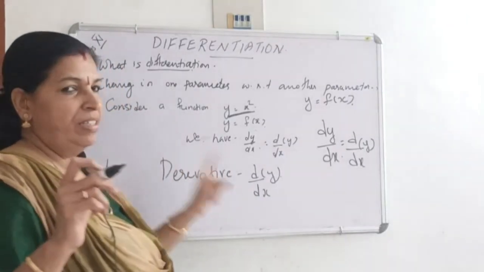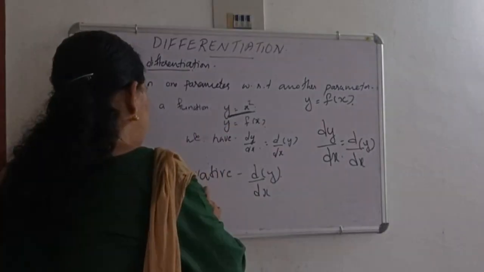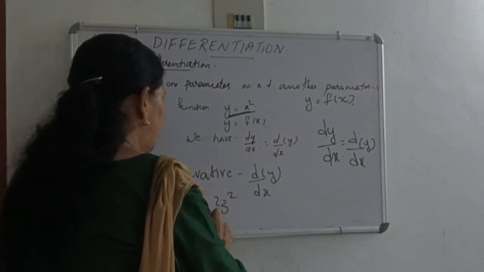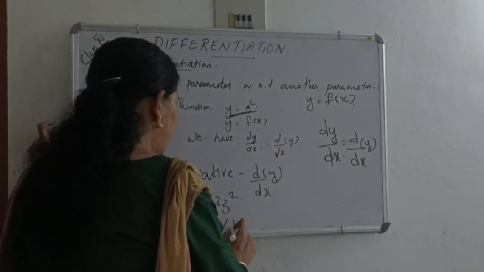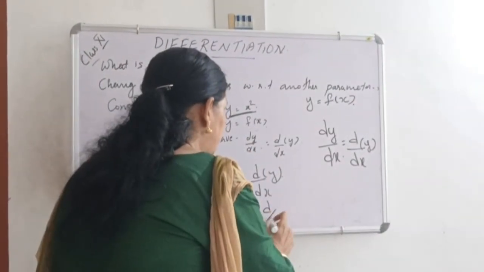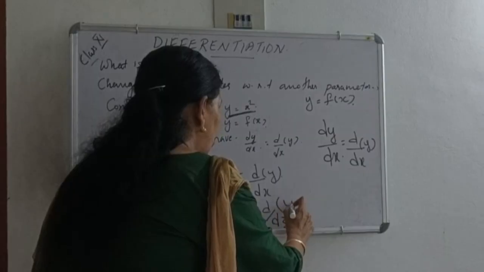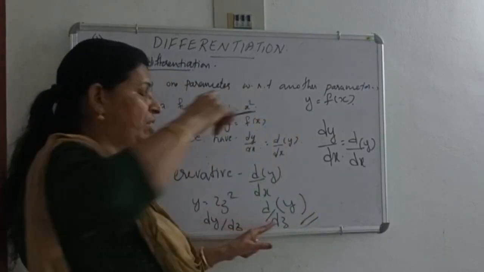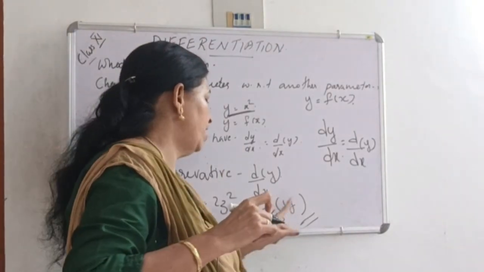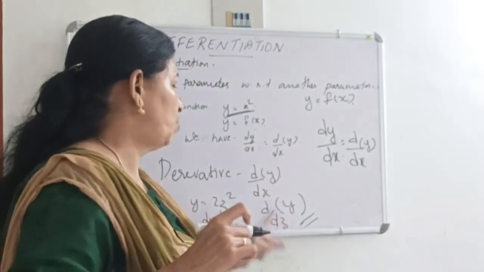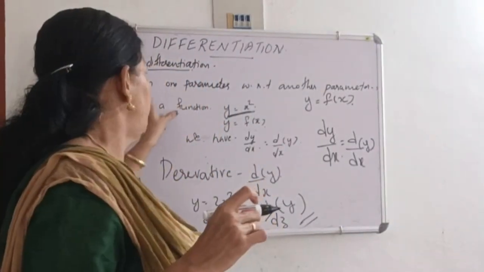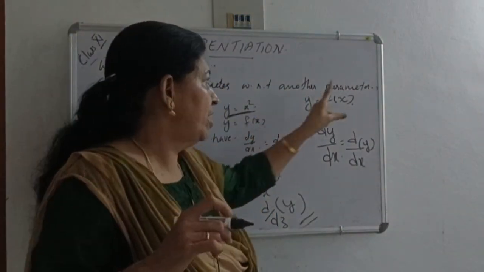If y is a function in z, that is, consider a function y equal to 2z square, then we have to find not dy by dx but dy by dz, the change of y with respect to z. We call that the derivative of y with respect to z. This process is known as differentiation: change in a parameter with respect to another parameter.